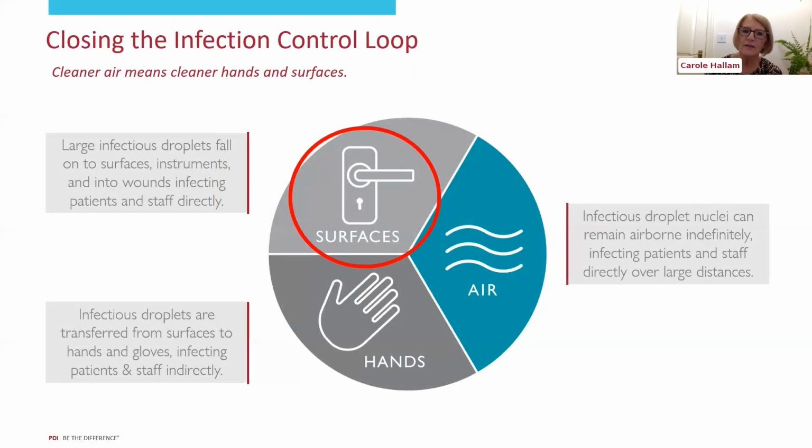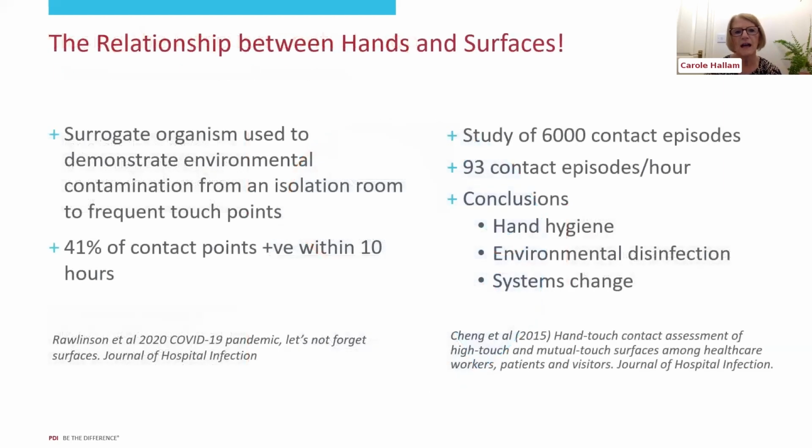Right, so closing the loop again, looking at surfaces and the relationship between hands and surfaces. I've just picked out a couple of studies that I particularly like. The one on the left-hand side is Rawlinson et al., carried out at Great Ormond Street, the paediatric hospital in London for those that are not UK based. They took a surrogate organism that was similar to the coronavirus. This was a harmless organism, I have to point out.